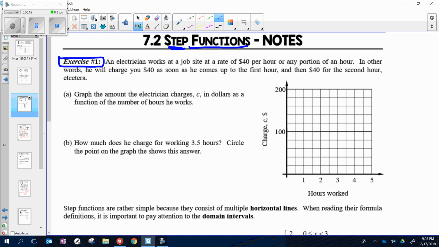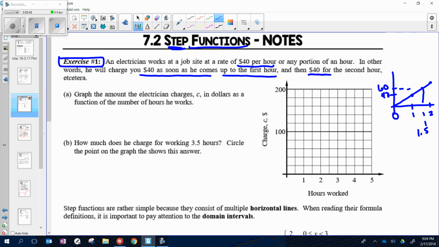Exercise 1. An electrician works at a job site at a rate of $40 per hour. If you stopped there, you would be thinking $40 every hour. So you would be thinking another hour, another $40. So at 1.5 hours, you might think you'd be at $60. Well, that's not how this works. He's going to charge you $40 as soon as he comes, up to the first hour, and then $40 for the second hour, another $40.